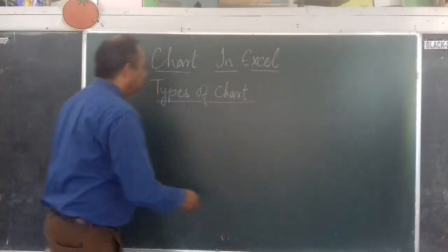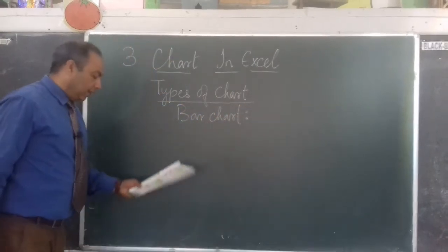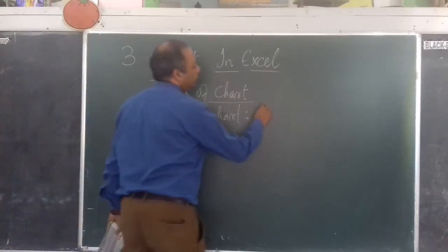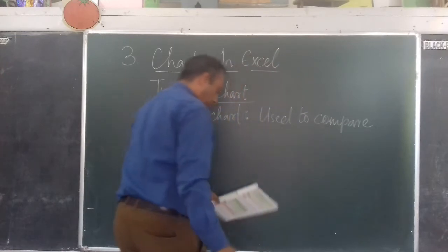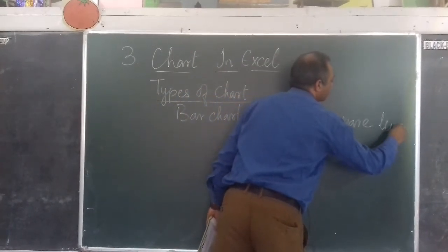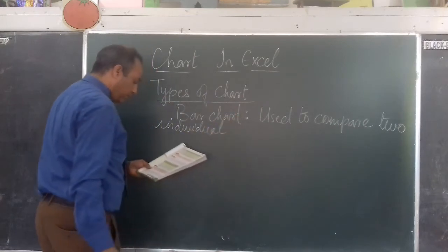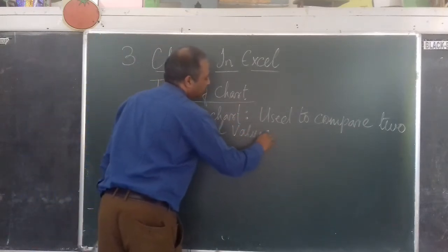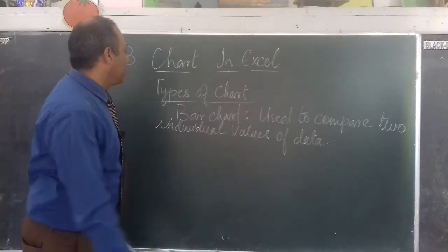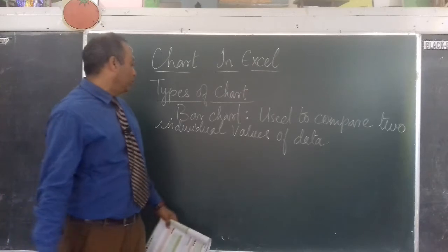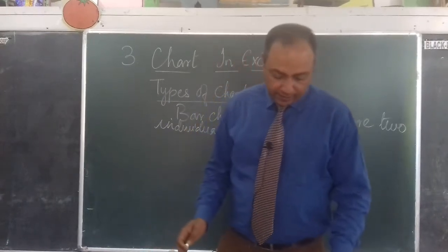The first type of chart is the bar chart. The bar chart is used to compare data. This type of bar chart is used to compare two individual values of the data, so we can compare within the two sets of data.